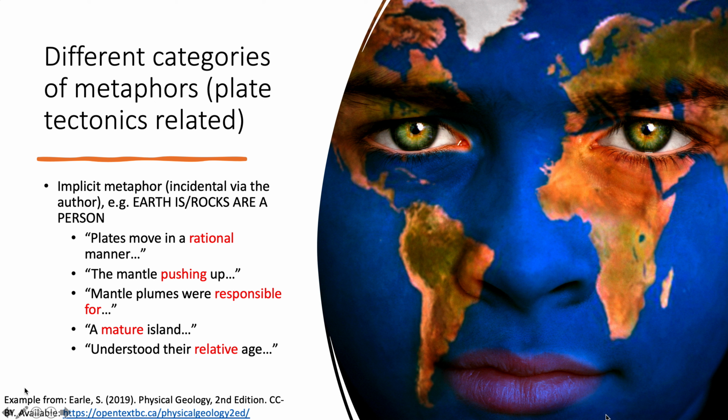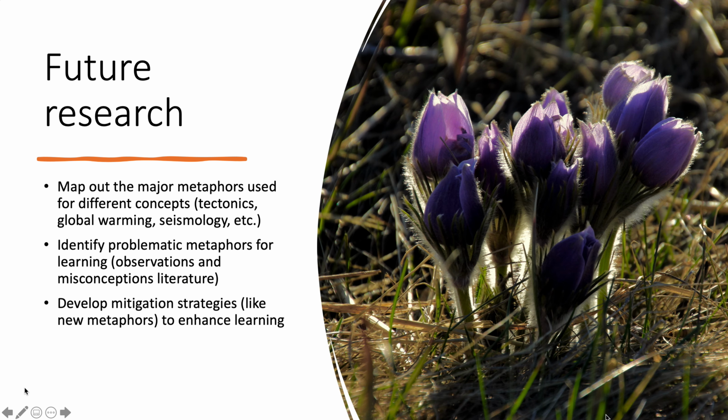These are incidental metaphors based on the language of the author writing the text. So it's not the scientific language, it is the way the author frames the scientific language. And these are some examples for the metaphor, Earth is or rocks are a person. Plates move in a rational manner. The mantle pushing up. Mantle plumes were responsible for. A mature island. Understood their relative age. These were all coming out of one of the texts that we were analyzing.